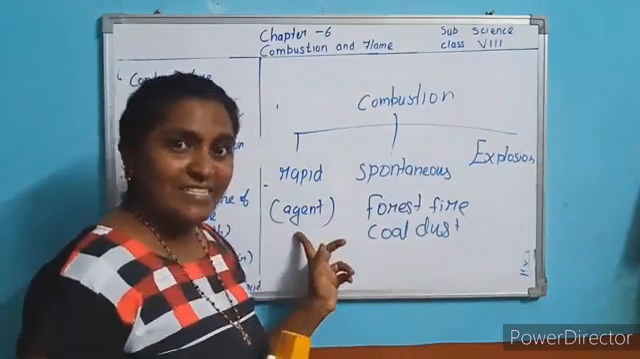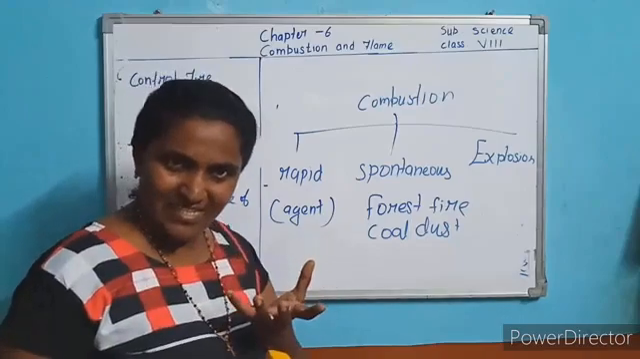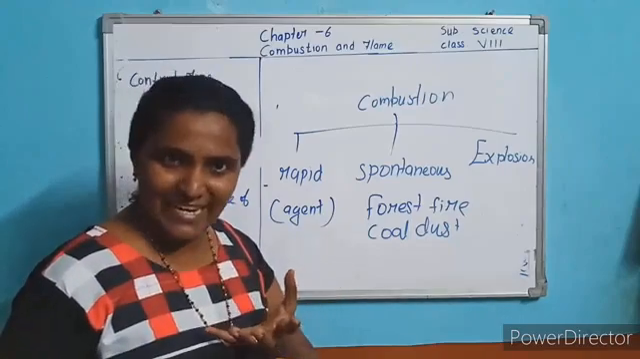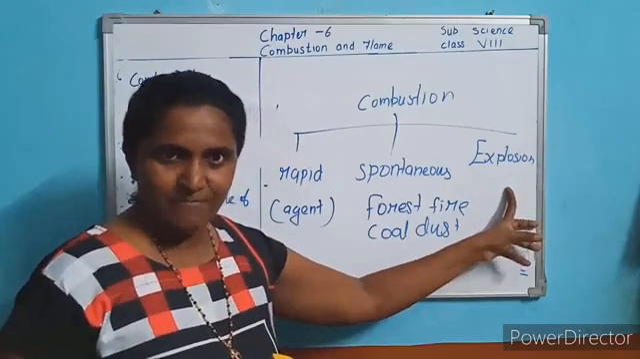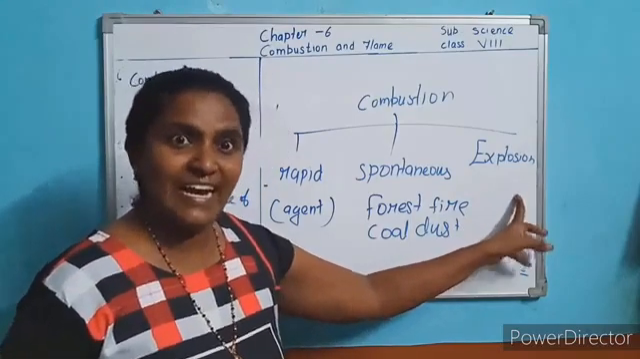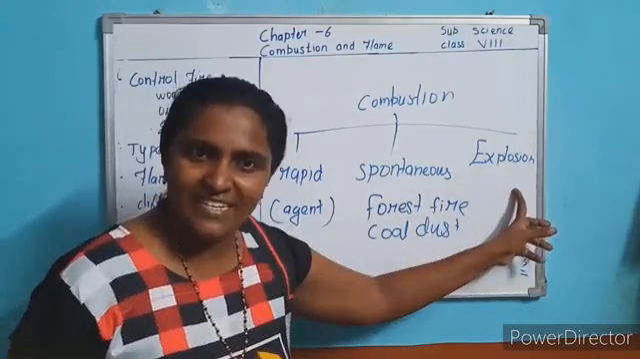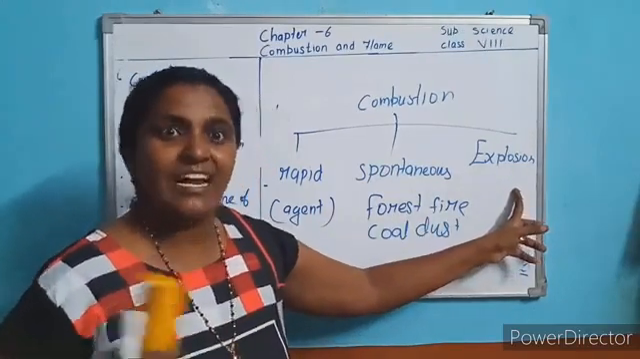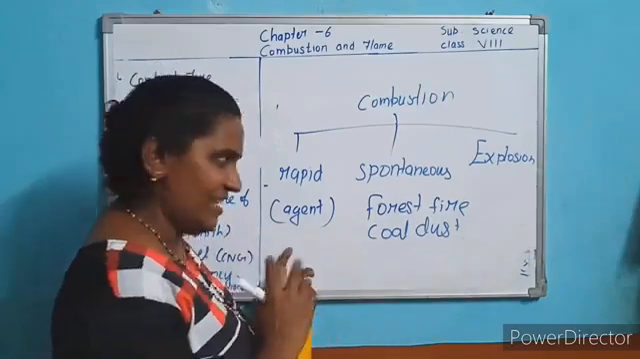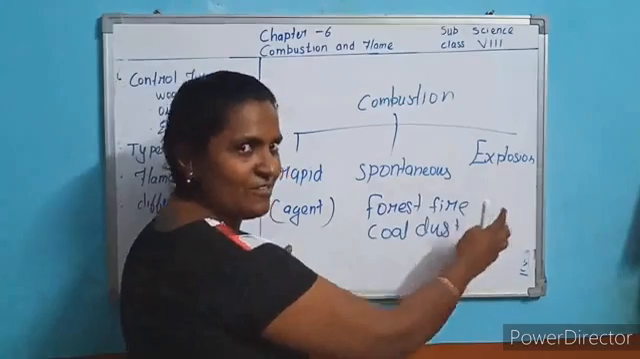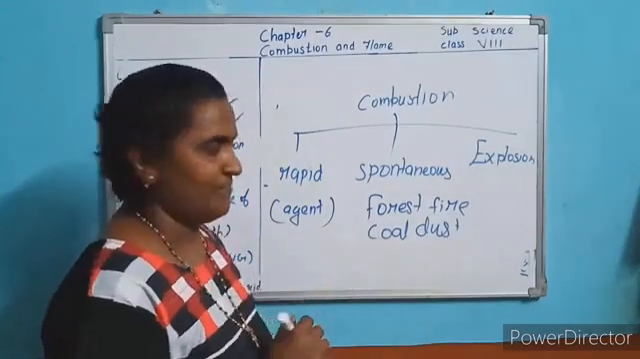Here, in this combustion, with the help of an agent the combustion occurs and produces heat and light. Here also, with the help of an agent combustion occurs, which produces heat, light and sound. Here it produces only heat and light. Here heat, light along with sound. Understood? That is the difference. Here also an agent is required, here also an agent is required. That means we have to provide some energy. Then only they will catch fire.